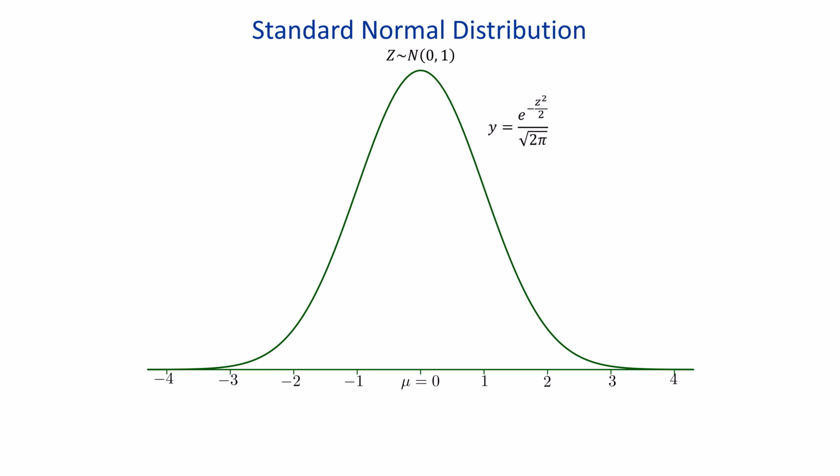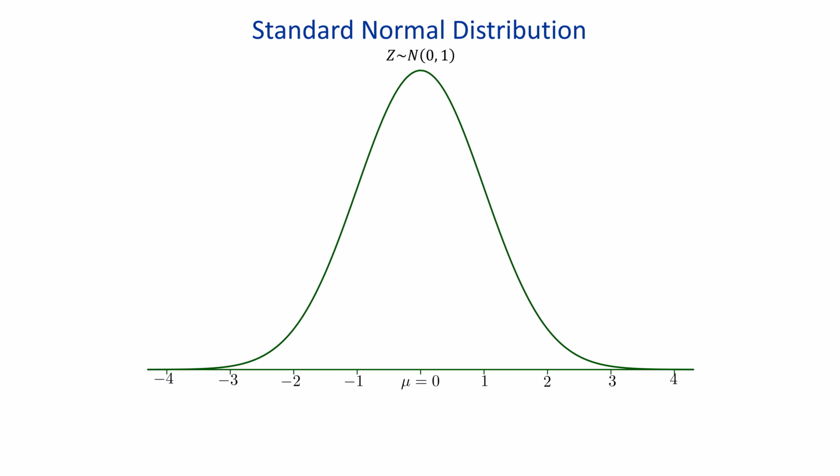Another important property is that the total area under the probability density function is 1, and this is going to be useful when we calculate certain probabilities using the z-table. The values on the horizontal axis represent z-scores, which represent the number of standard deviations above or below the mean. Notice that the z-scores can be negative, positive, or 0.